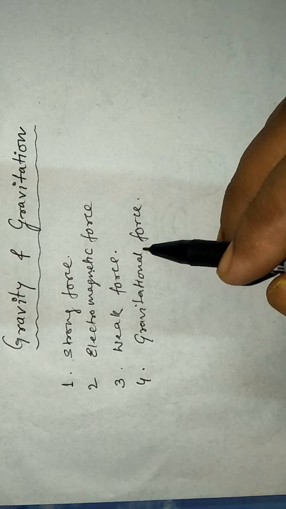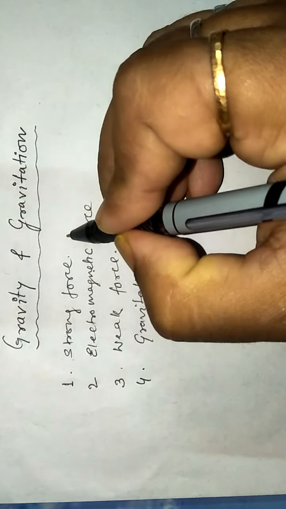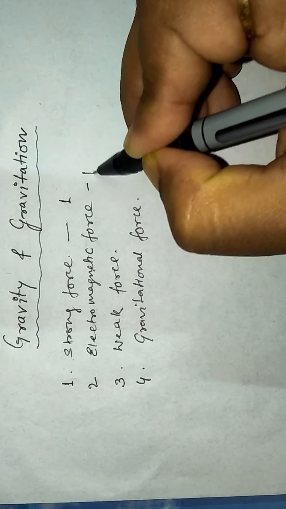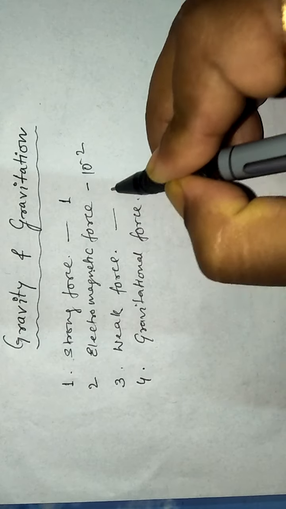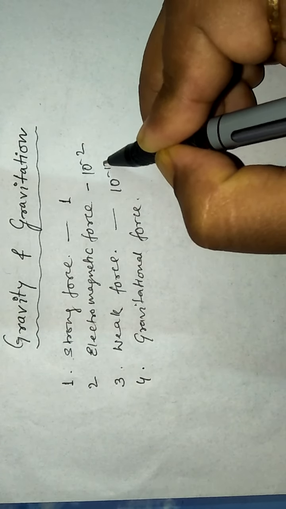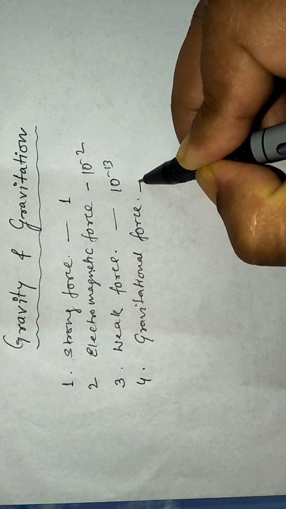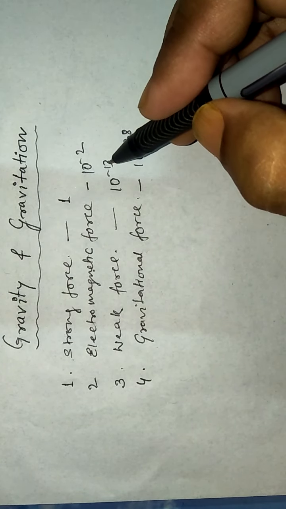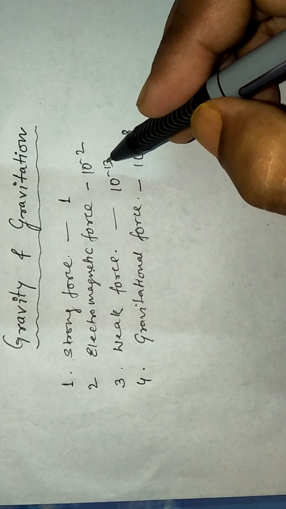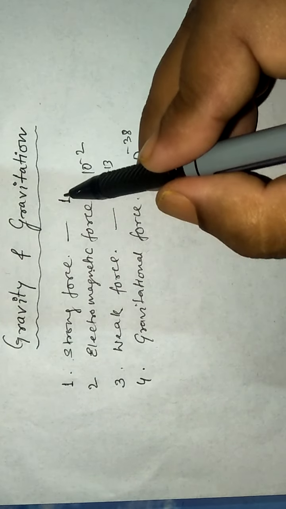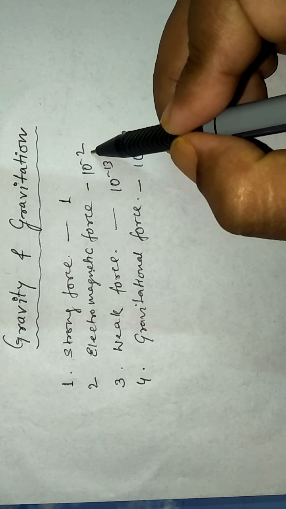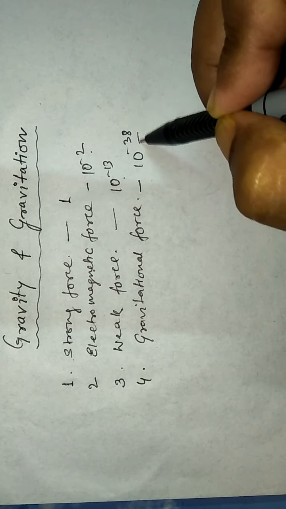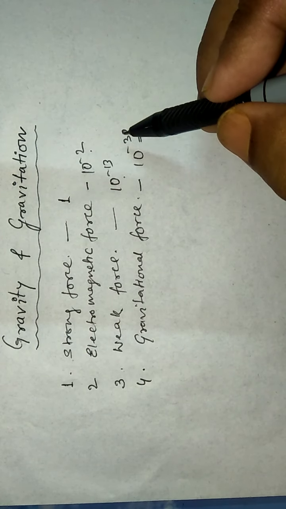Now, the relative magnitudes of the four forces are: say the strong force is 1, the electromagnetic force is 10 to the power minus 2, the weak force is 10 to the power minus 13, and the gravitational force is the weakest, 10 to the power minus 38. These are the relative magnitudes of the four forces.